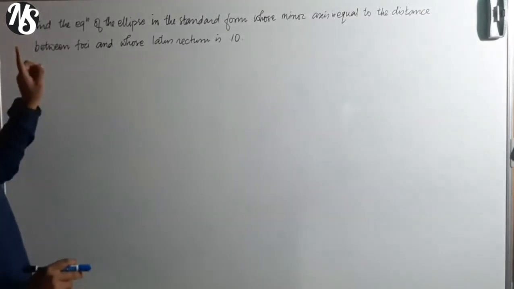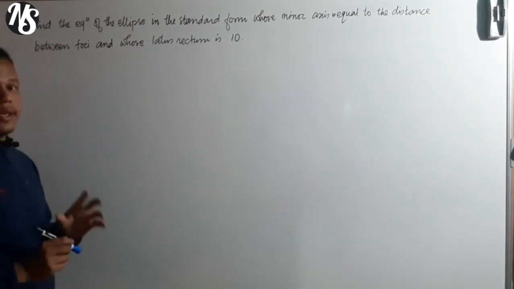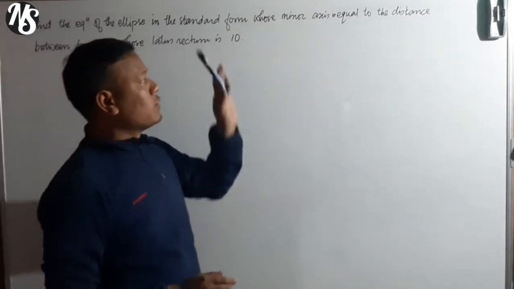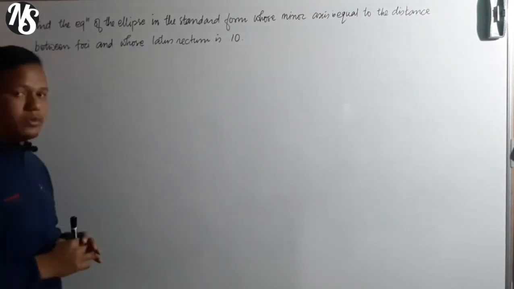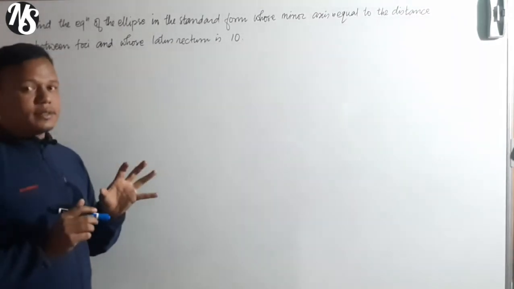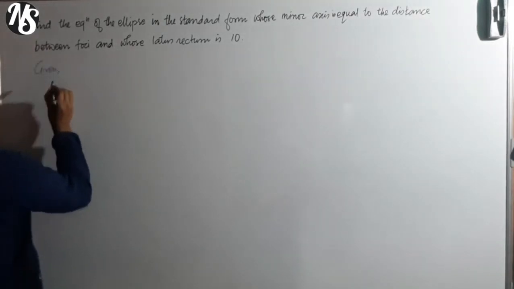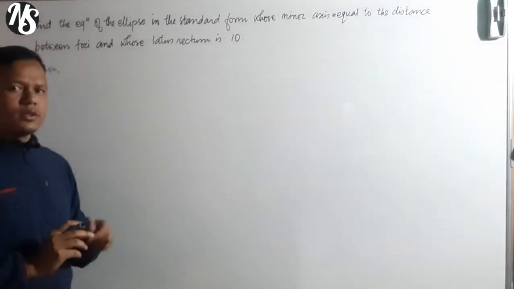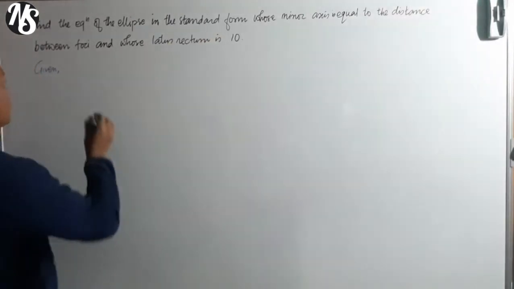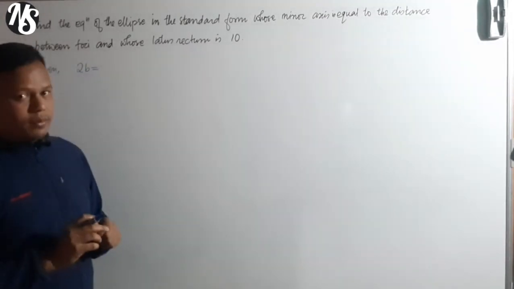Now you need to find the equation of the ellipse in the standard form, x squared by a squared plus y squared by b squared equals 1, whose minor axis is equal to the distance between the foci. So basically, given is the minor axis. What do we mean by minor axis here? The length of the minor axis is 2b. So given is 2b equals the distance between the foci.